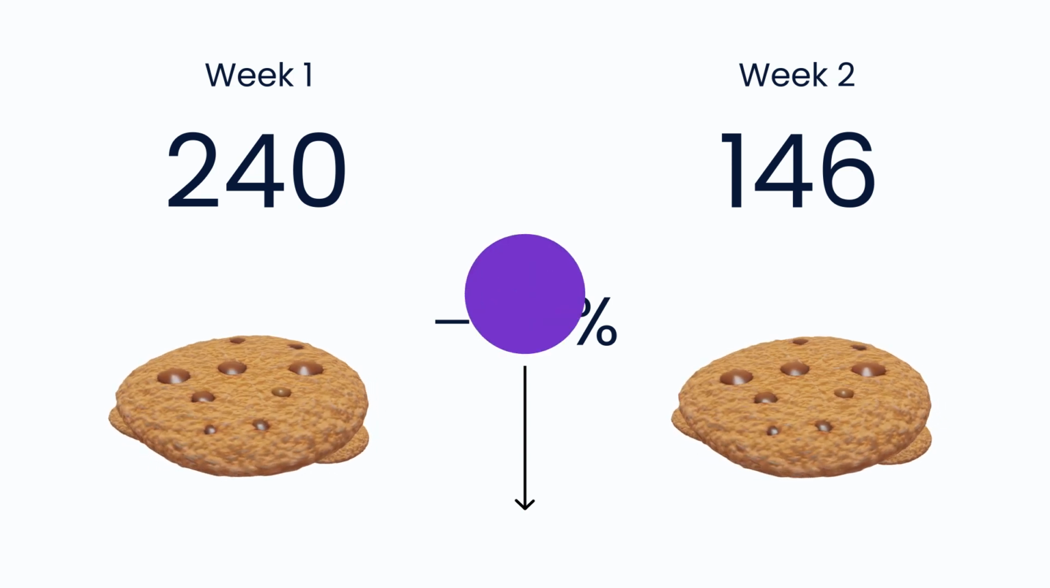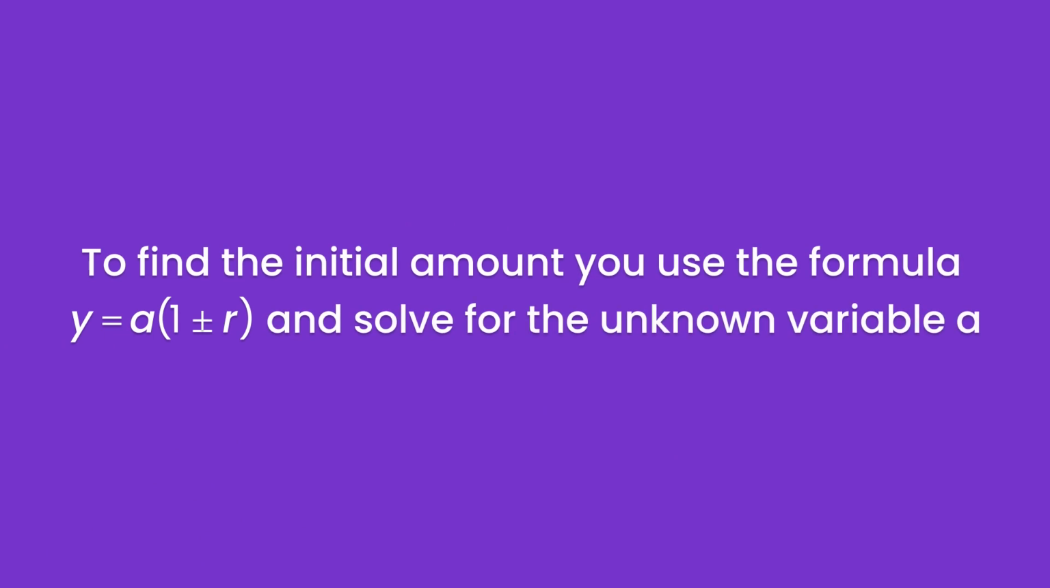To find the initial amount, you use the formula y equals a times the quantity 1 plus or minus r, and solve for the unknown variable a.